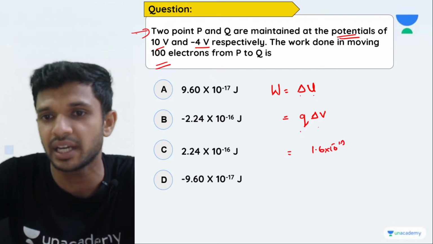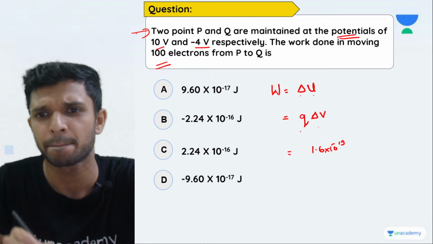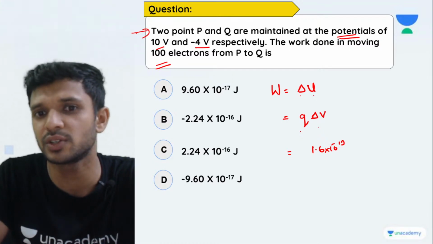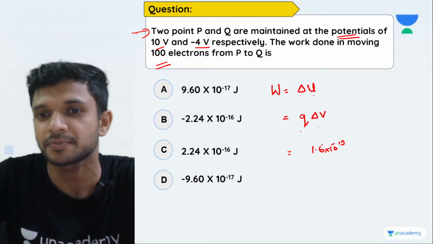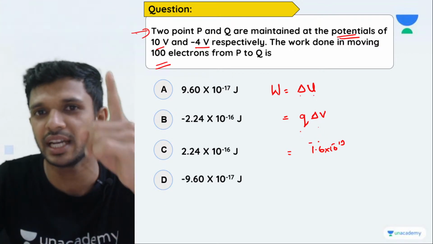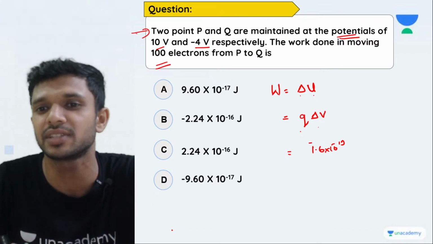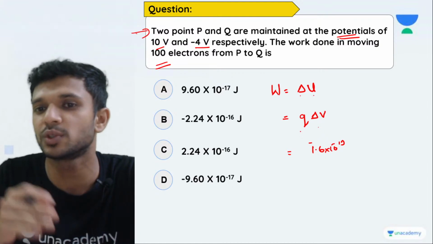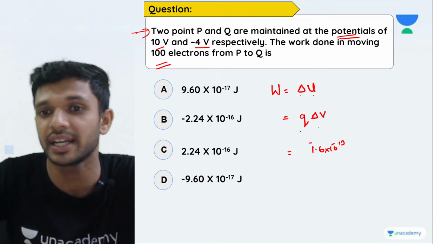1.6 into 10 power minus 19. Am I correct? Is it 1.6 into 10 power minus 19? Wrong. It's an electron, use your brain. It comes with a negative sign. So negative 1.6 into 10 power minus 19 is the charge of 1 electron.